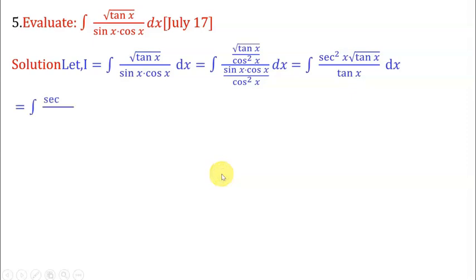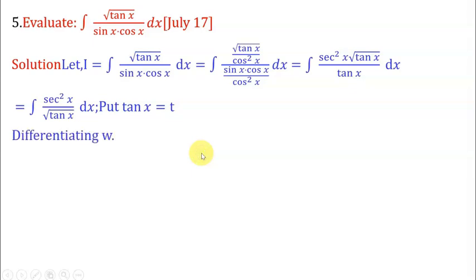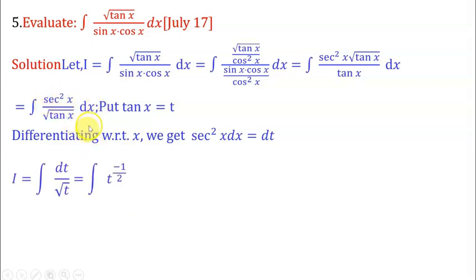Now the next is the integral of sec square x root of tan x upon tan x. The root will get cancelled, and in the denominator you will get root of tan x. Now what is the substitution here? The derivative of tan x is sec square x, and hence the substitution is tan x equals t. Let's solve this example. Its derivative, the derivative of tan x, is sec square x dx equals dt. Therefore, sec square x dx becomes dt, and in the denominator root t.